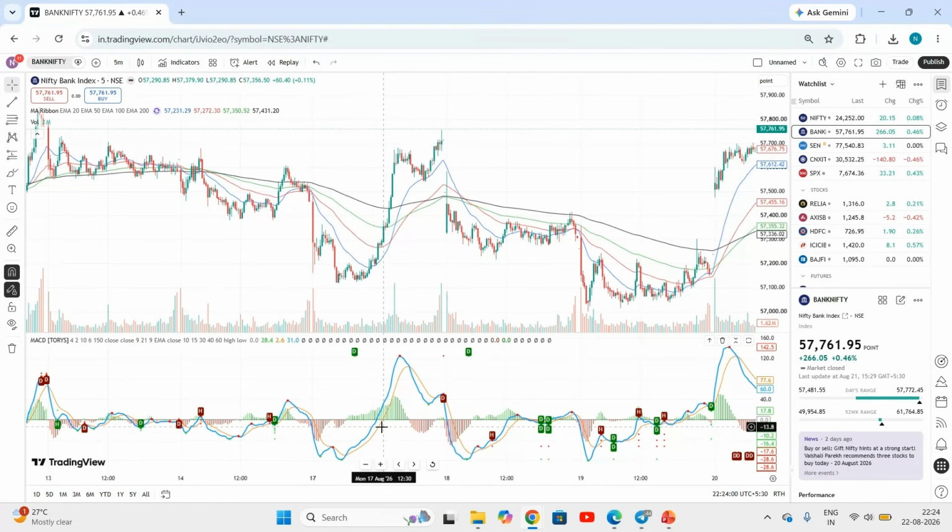Keep the SL short and then ride for a good move. So look here, as long as this blue line is going up, you can continue riding it. The moment it starts making a red dot, that's the point where you need to book your profit. I hope you understood how to go long and short. So this is the best indicator you can use here.